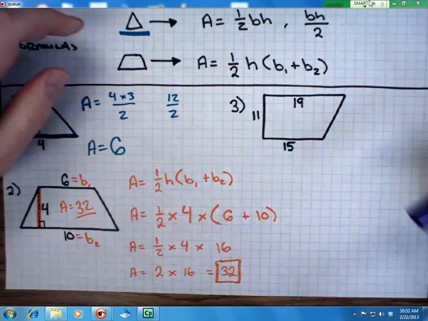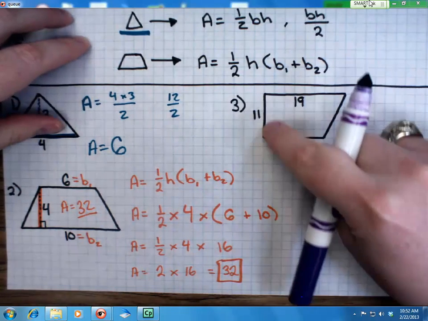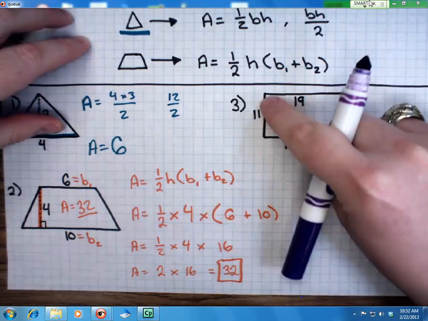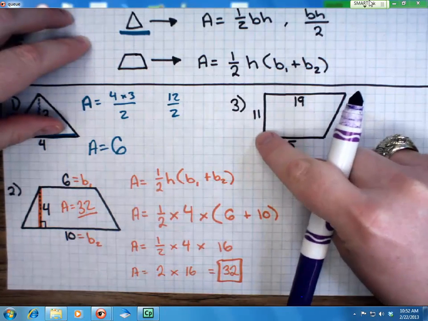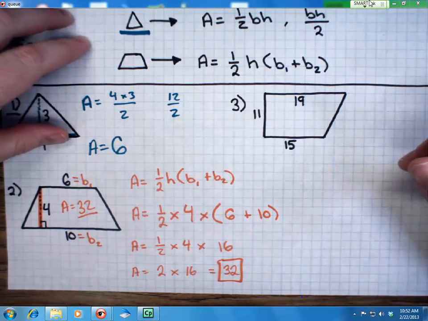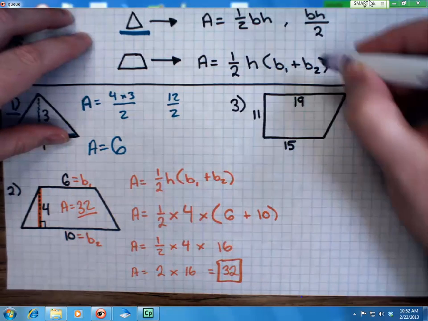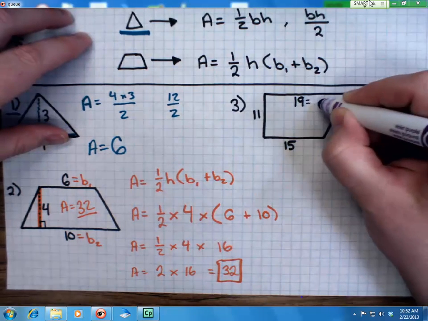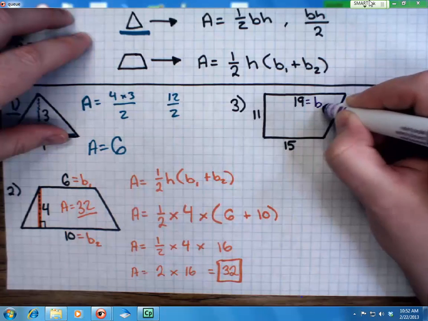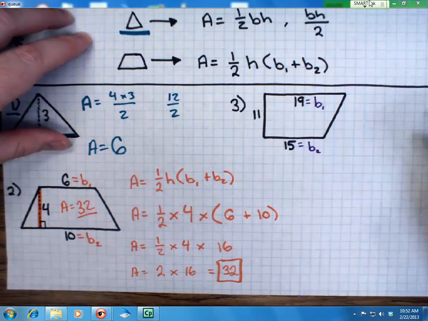Number 3 is a trapezoid also, with one difference. This one doesn't have a slant over here on the side. It has a 90-degree angle, which becomes my height at that point because it runs perpendicular to the base. So let's go ahead and pick out our base 1 and base 2. We'll make 19 our base 1, make 15 our base 2. Then let's substitute those values into my formula.